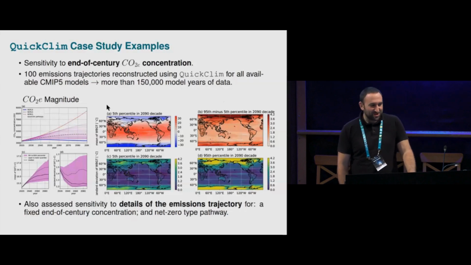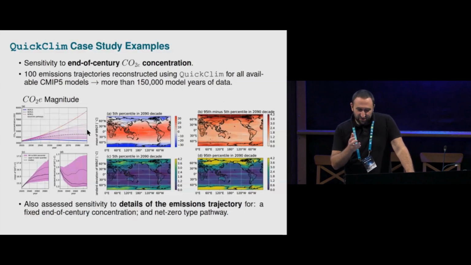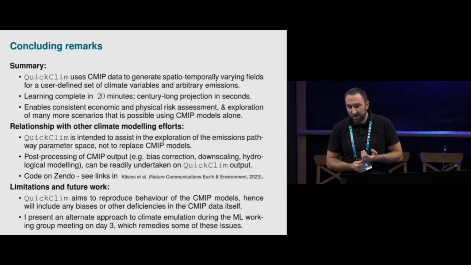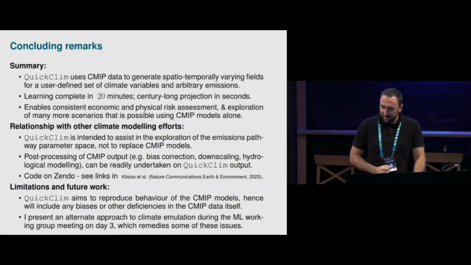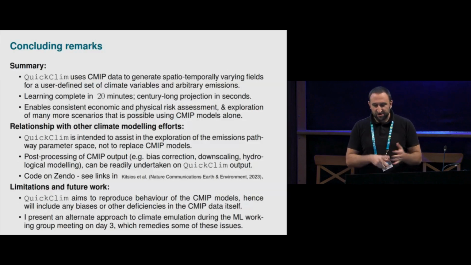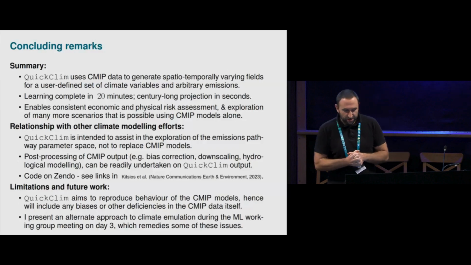Yeah, so just moving on to concluding remarks. In summary, QuickClim uses CMIP data to generate spatially, temporally, time-evolving data sets for user-defined sets of climate variables and also user-defined sets of arbitrary emissions pathways. The learning process for a given model takes about 20 minutes on a laptop, and a century-long projection can be done in seconds. And this enables a consistent economic and physical risk assessment.